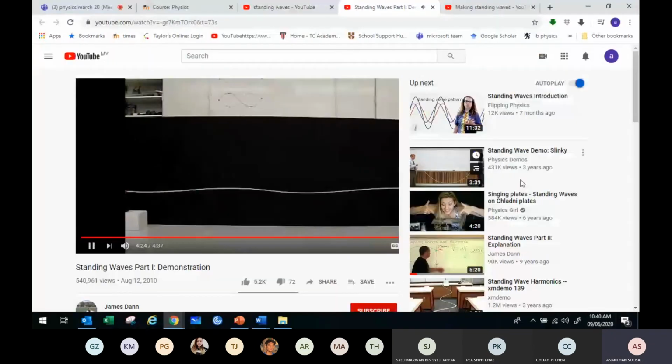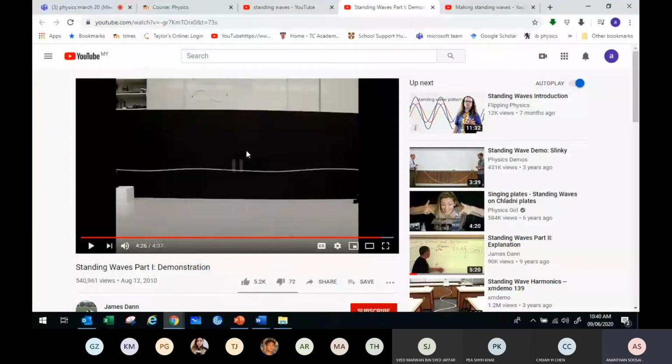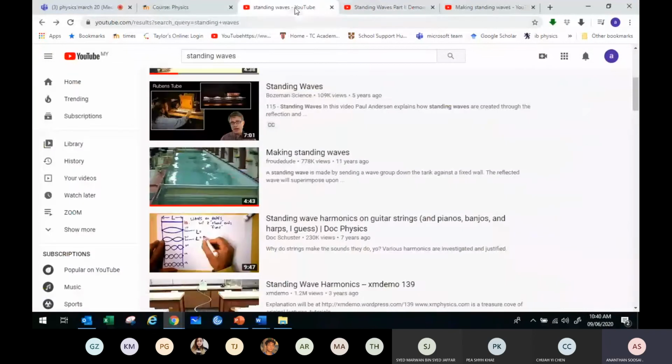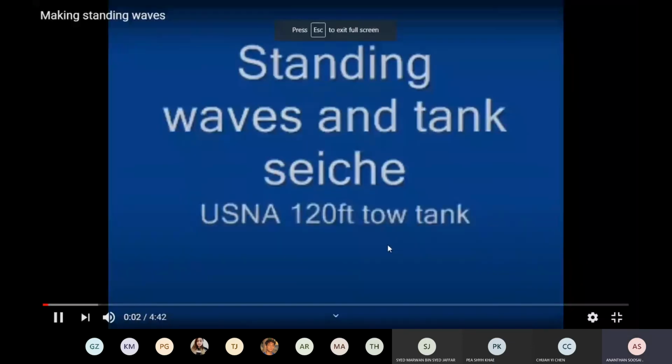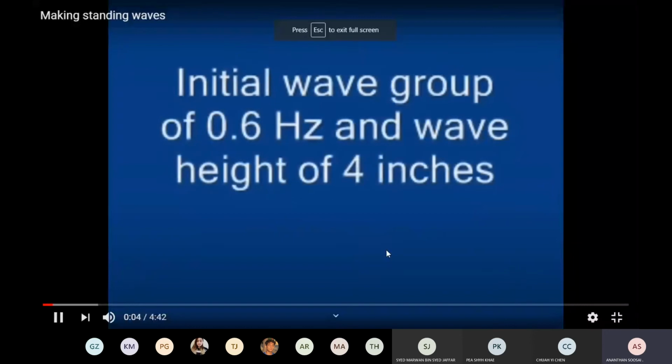Okay, this is another one. Let me show that stationary waves happen in water. This is one wave. This is a good one. This is scientists trying to find a stationary wave by using water. You see this video?